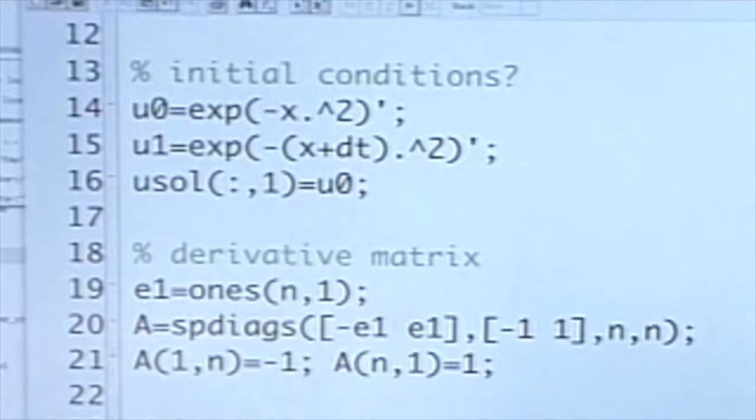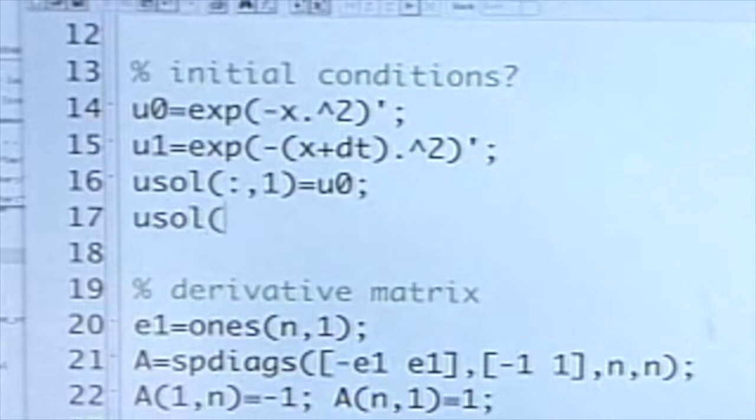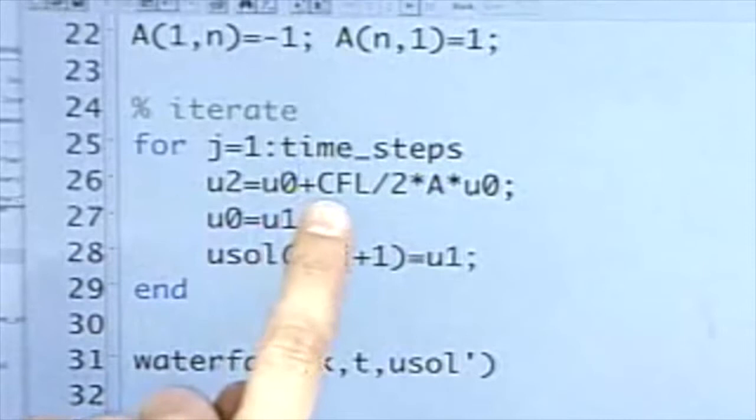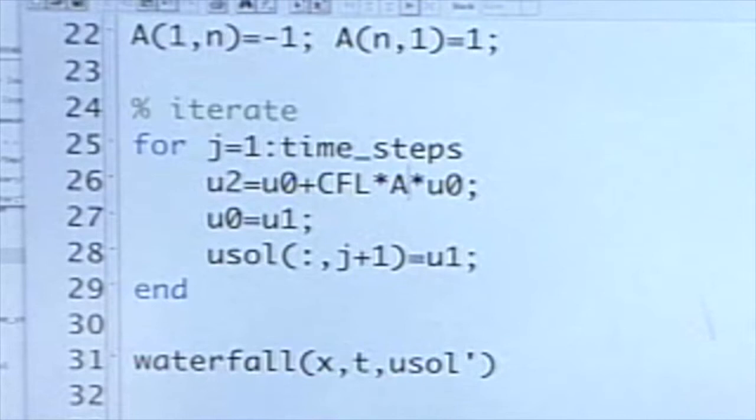All right. So there's now two initial conditions, so let's write them both out. The first and the second are written out to the solution vector. And so now the leapfrog is different than this. Now I use U2 is equal to U0 plus CFL times the A matrix times U1. So here's my past point, my current point, my future point.